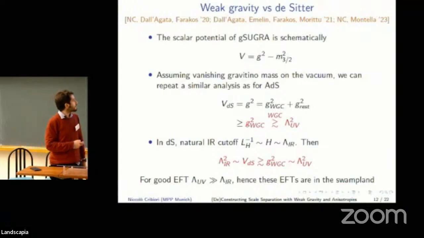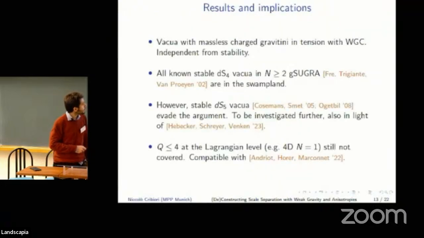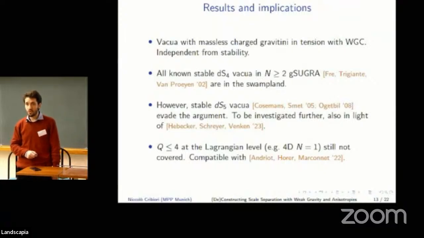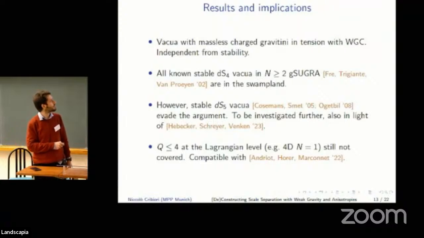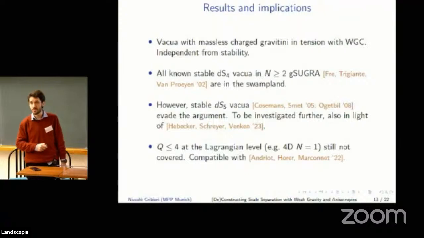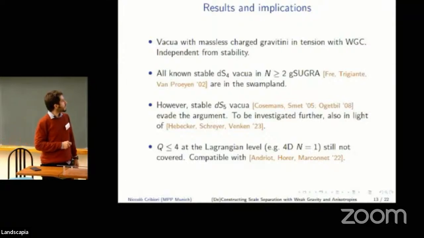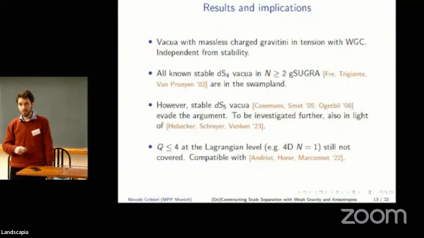So you might say that this assumption about vanishing gravitational mass is a bit exotic, but this is not, at least not in the supergravity literature. All the few known stable de Sitter vacua in N equal to 2 or bigger supergravity in 4 dimensions have this property. So in 4 dimensions, we could rule out all stable vacua just in supergravity. In 5 dimensions, to our surprise, when we look into the literature, there are stable de Sitter 5 vacua just in supergravity, but they don't have this property.